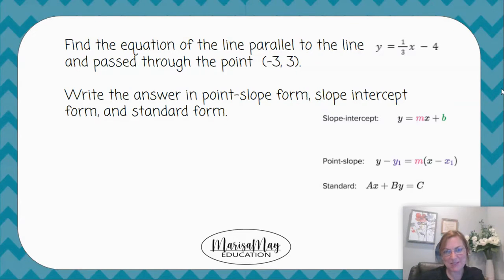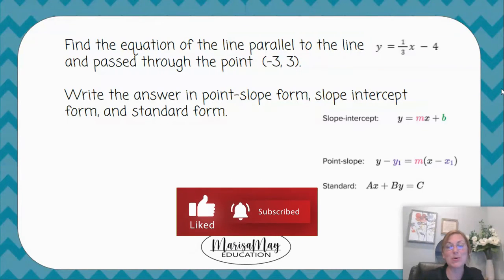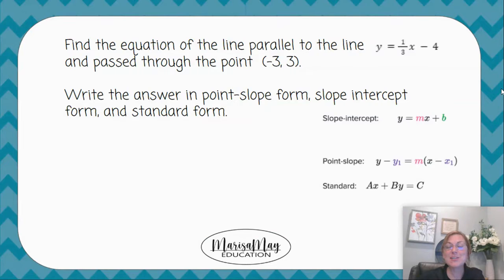My name is Dr. Marissa May, and in this video, we'll be looking at finding the equation of the line parallel to the line y = 1/3 x - 4 and passes through the point (-3, 3). We'll be looking at writing this equation in three different forms: the point-slope form, the slope-intercept form, and the standard form. So let's get started.